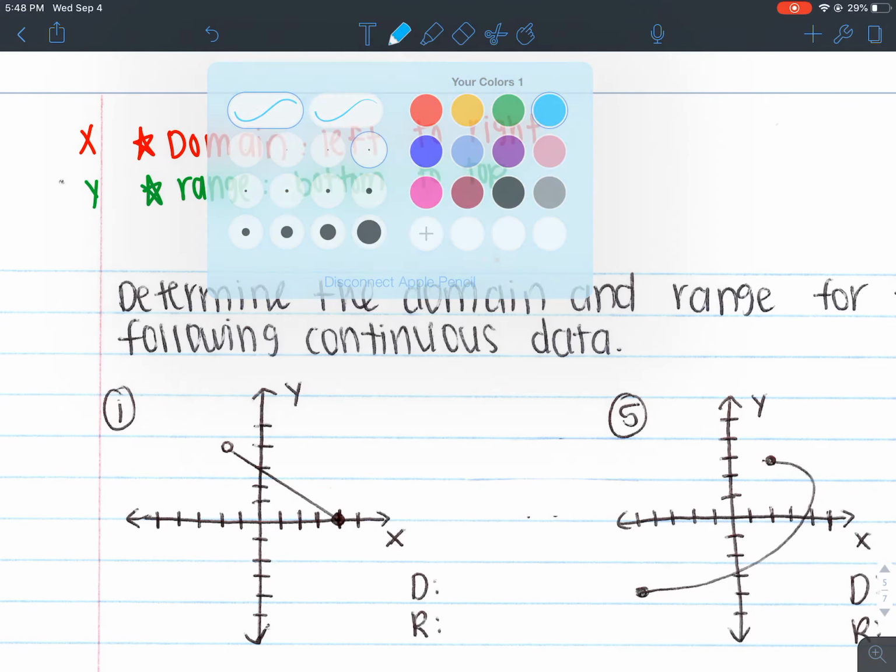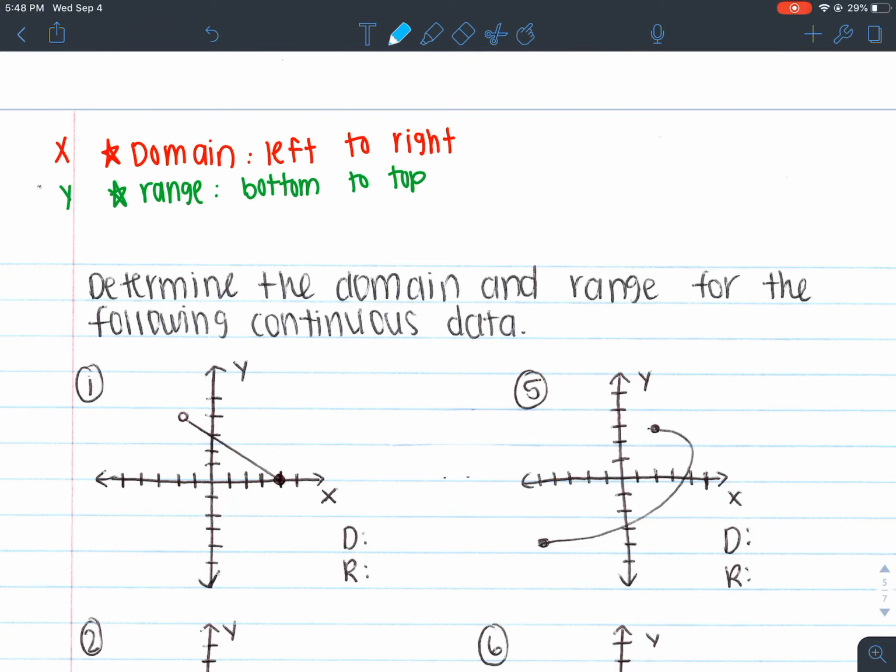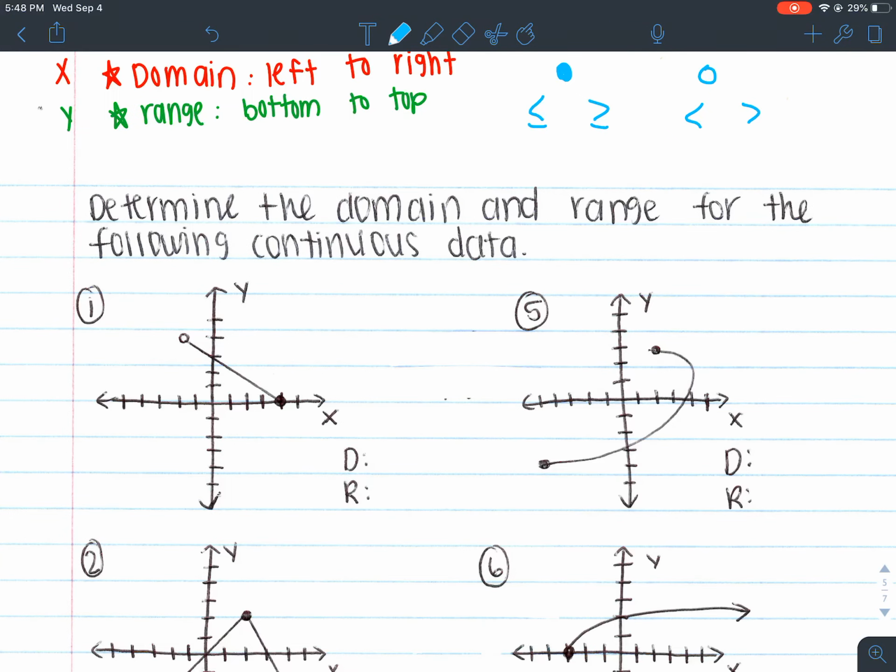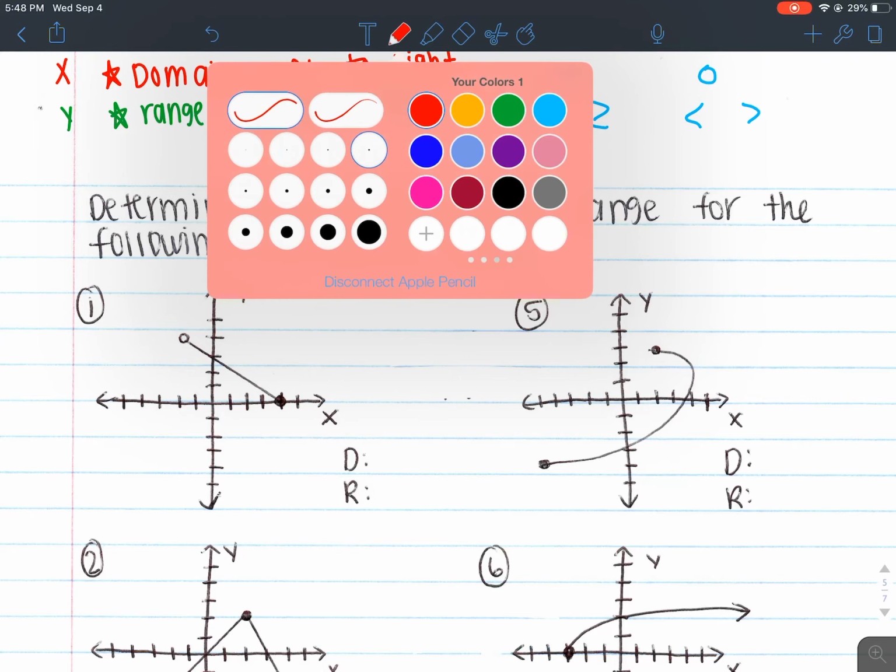All right, another thing that I would also like to review is open and closed circles. So when we have a closed circle, our inequality signs are going to have equal to symbols. And if it's an open circle, then we have no equal to symbols. All right, so I think we're ready to begin.